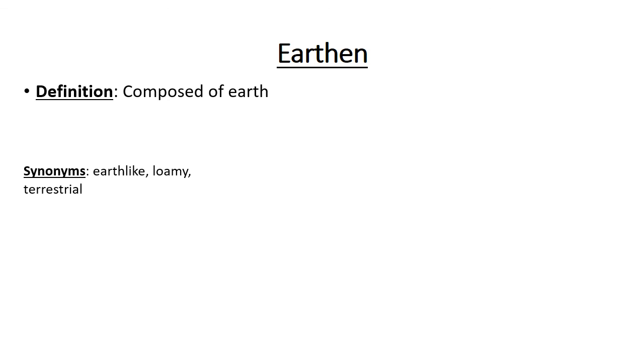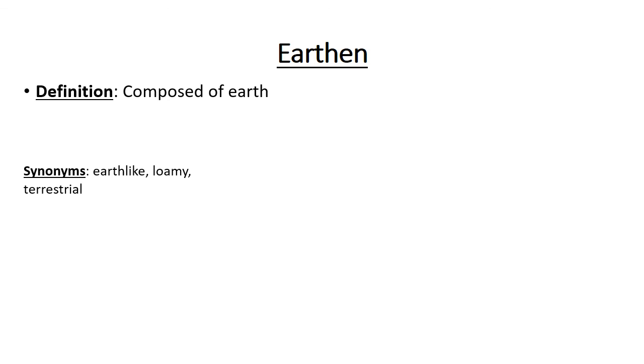Don't forget as we go along, if you have a word that is new to you that you would like to go back to the definition of, then pause and record it in your personal dictionary. The next word is earthen. Earthen means it is composed of earth. So it is earth-like, loamy, or terrestrial.